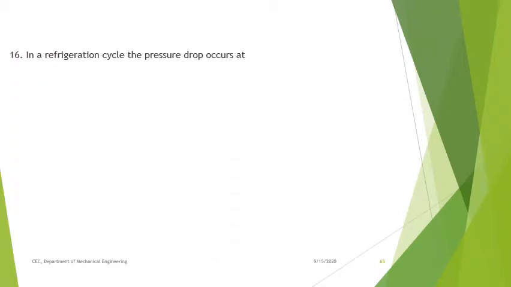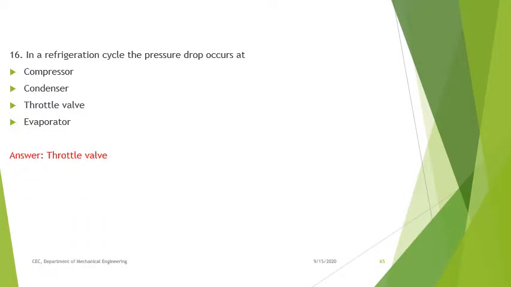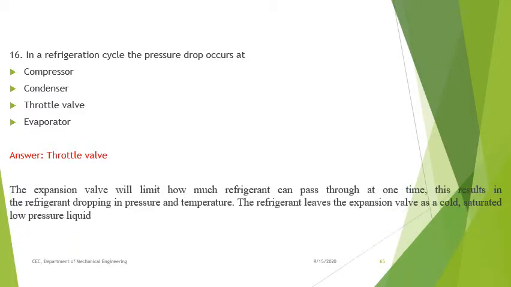In a refrigeration cycle, the pressure drop occurs at: compressor, condenser, throttle valve, or evaporator. The pressure drop occurs in a refrigeration cycle at the throttle valve. The expansion valve limits how much refrigerant can pass through it at one time. This results in the refrigerant dropping in pressure and temperature. The refrigerant leaves the expansion valve as a cold, saturated, low pressure liquid.